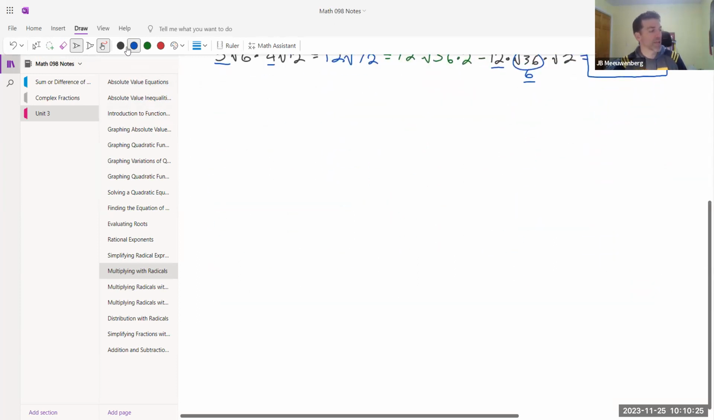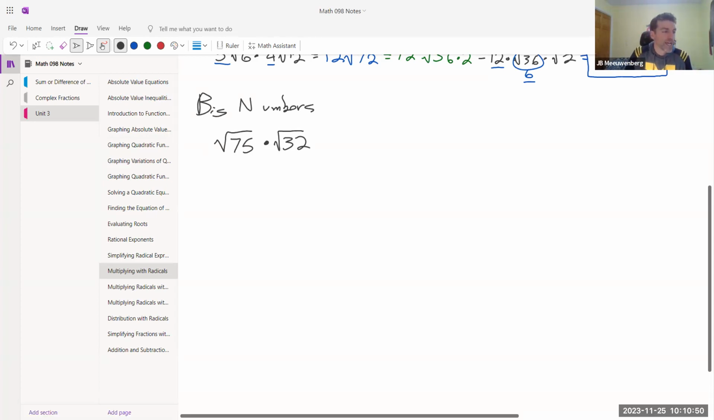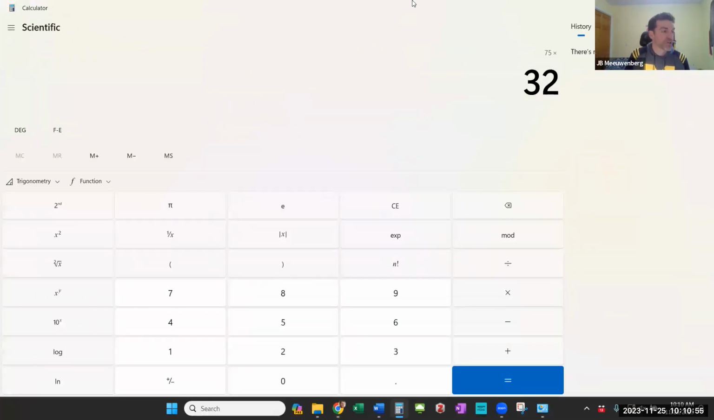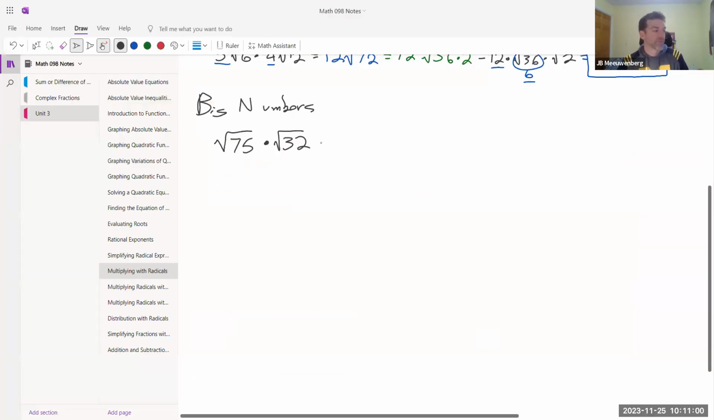Now, sometimes when we are doing these, we have really big numbers under the radicals. And you might want to take a slightly different approach to those, like the square root of 75 times the square root of 32. So it doesn't make a whole lot of sense for you to multiply 75 times 32 to get 2,400. That might not make a lot of sense for you to do.